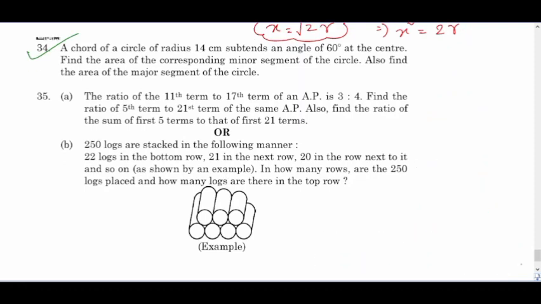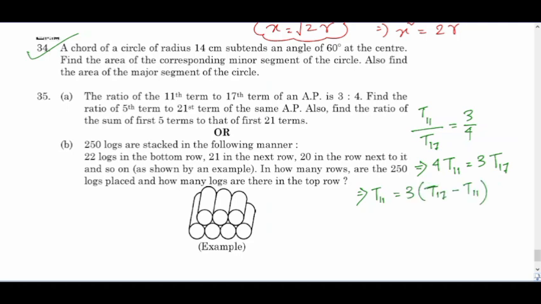The question says: the ratio of the 11th term to the 17th term of an AP is 3:4. That is, T11 to T17 is 3:4. Find the ratio of the 5th term to the 21st term of the same AP. So what can we infer? 4 times T11 is equal to 3 times T17. Now let's manipulate. So T11 will be equal to 3 T17 minus 3 T11, taking to the right-hand side. Now T17 term minus T11 term, we get 6 times the common difference.